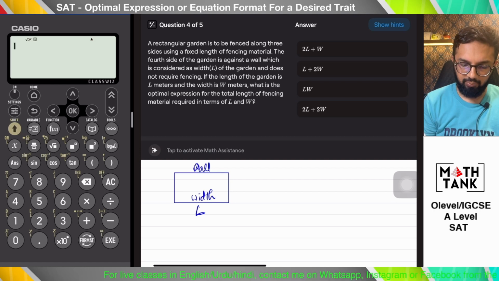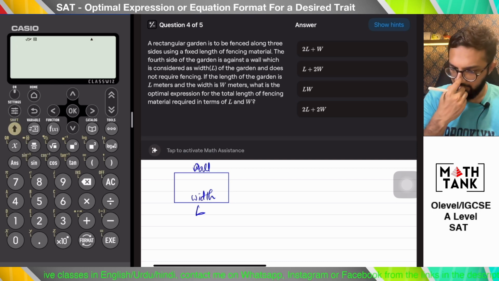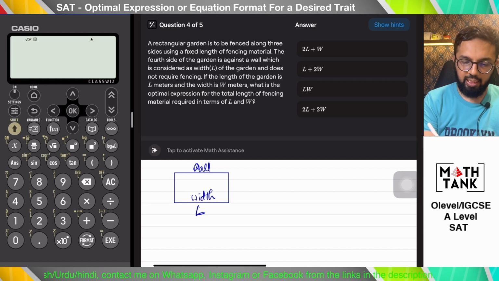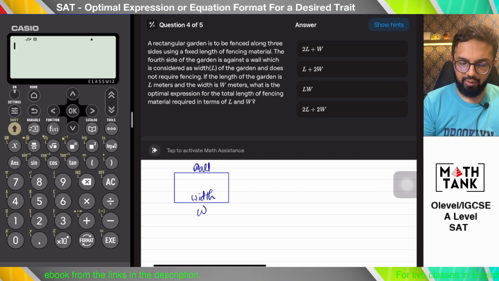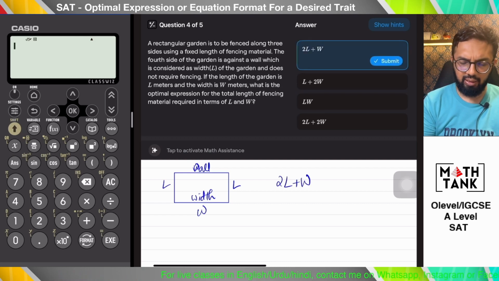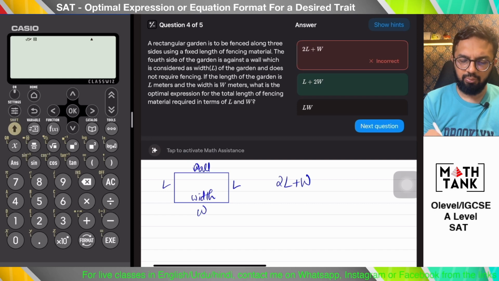I don't know why this L here is bothering me. If the width should be called W. Width W of the garden and does not require fencing. They require two L's and one W. That is what my answer should look like, but I don't know for sure. There is some confusion about what width is, and the width is W meters, and then it says width L of the garden. So there's a bit of confusion. This should be L, and this should be W.